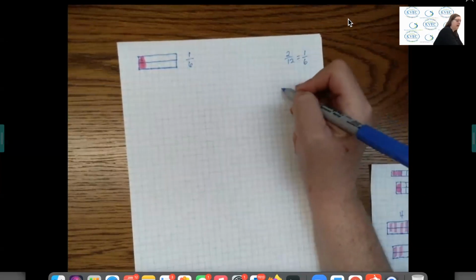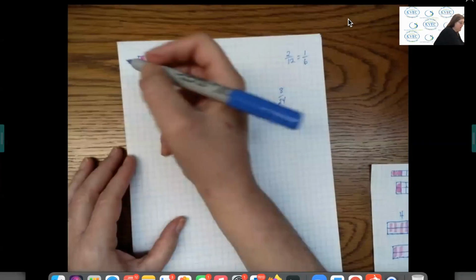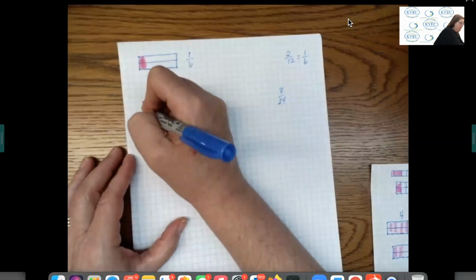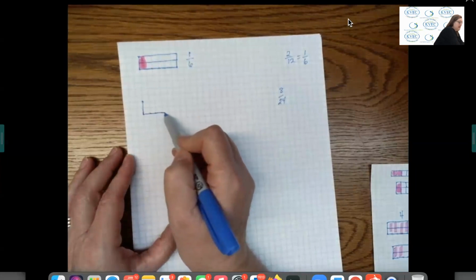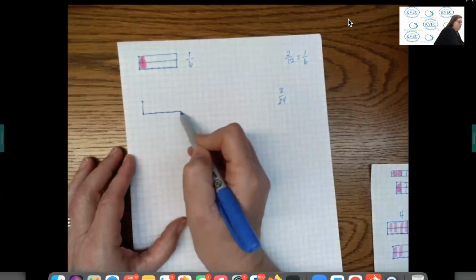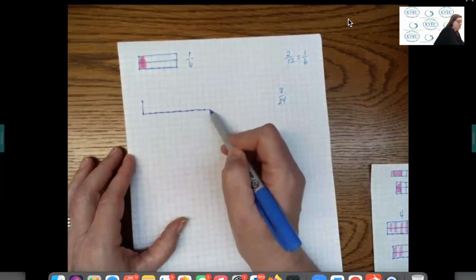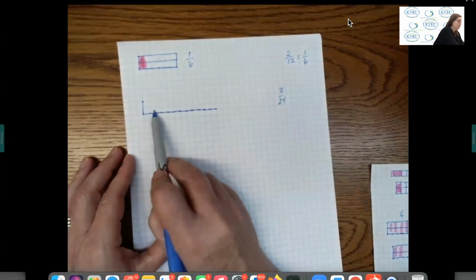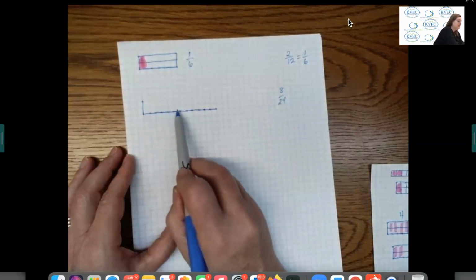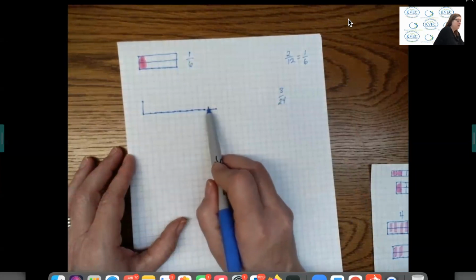Let's do 8/24. Now, again, if they know that 24 is an even number, they will do this right here. They'll go, oh, well, here we go. And then they can count 2, 4, 6, 8, 10, 12, 14, 16, 18, 20, 22, 24. Now, again, I want them to count again. So 2, 4, 6, 8, 10, 12, 14, 16, 18, 20, 22, 24.